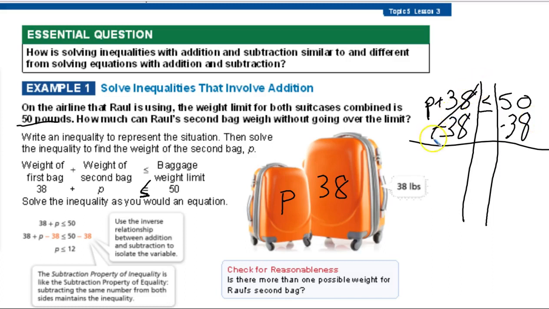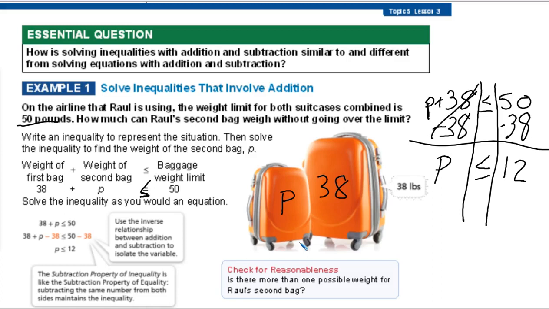Okay? So 38 minus 38 is 0. So I'm left with P on the left side. And I don't change the sign. It remains less than or equal to. And then 50 minus 38 would end up being 12. So this little suitcase can either be 12, or it could be 11, or 10, or 9, or 8, or 7, 6, 5, 4, 3, 2, 1. Okay? So it can be any one of those, but it cannot be more than 12. It has to be either 12 or less than 12.